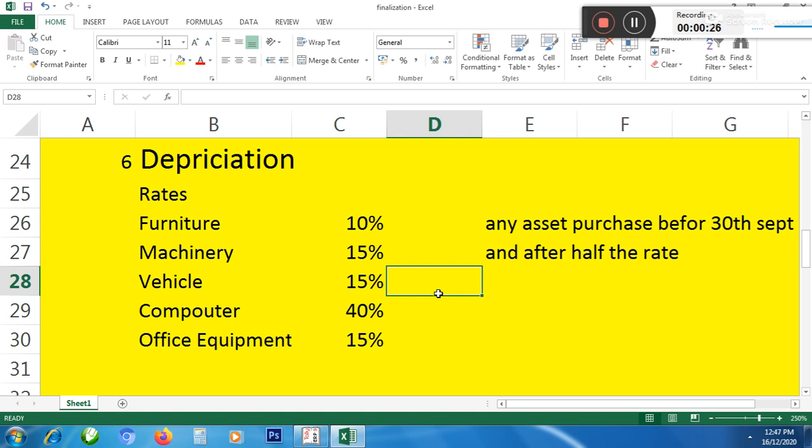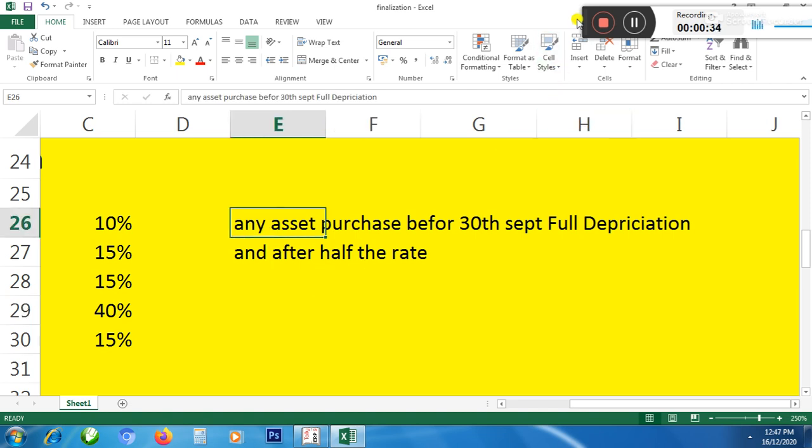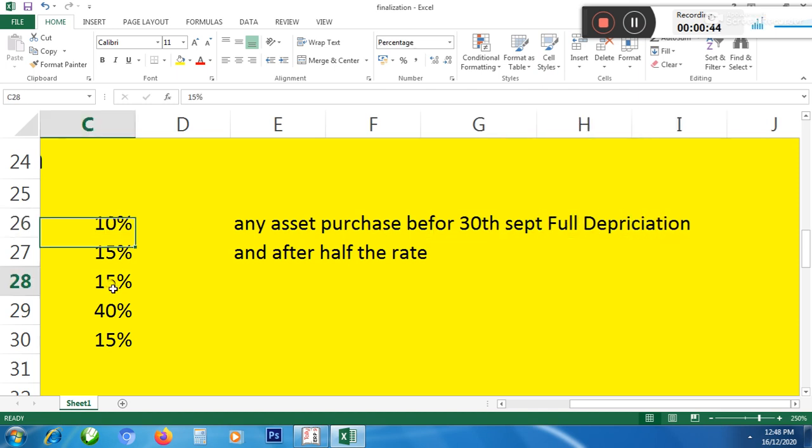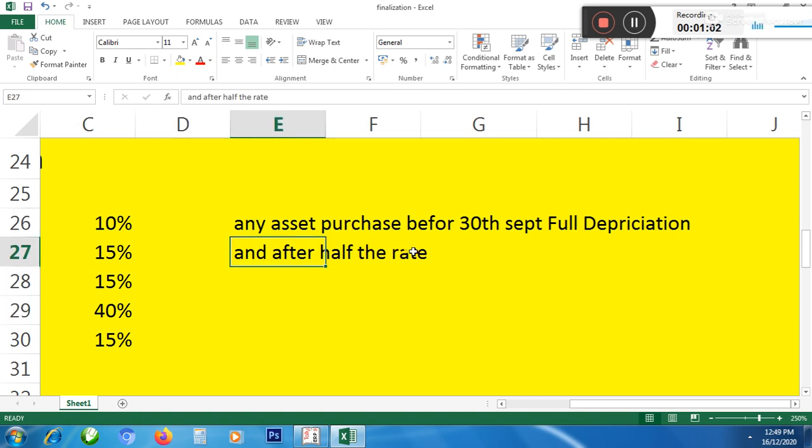Now, this is very important. I have given one note here. Any asset which is purchased before 30th of September, we calculate full depreciation, at these rates. If any asset is purchased after 30th of September, we take half the rate. That means what is right now 10% will be 5%, and 15% will be 7.5%, half the rate of this.